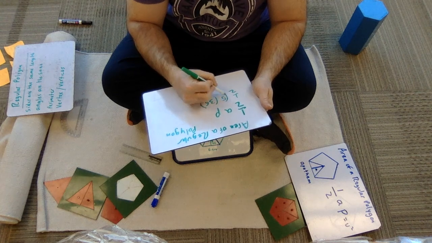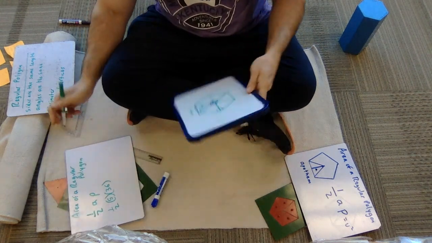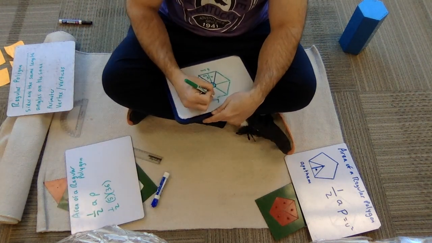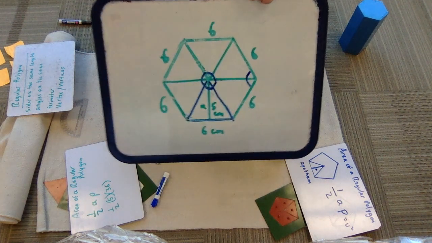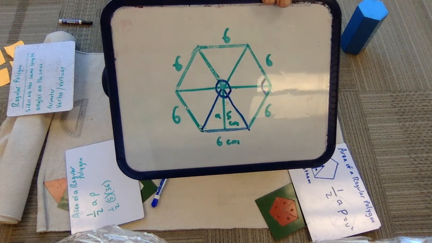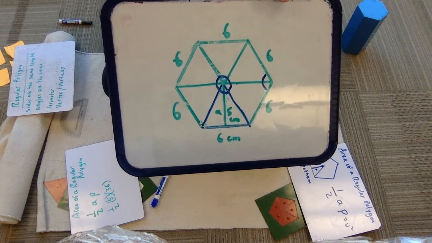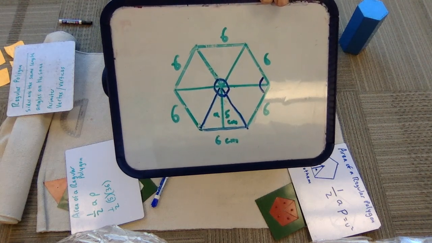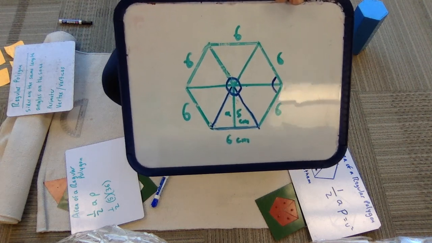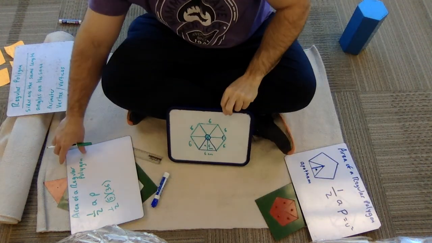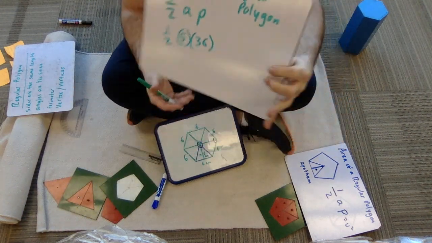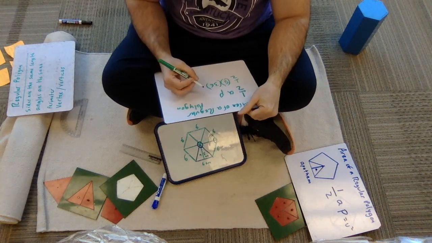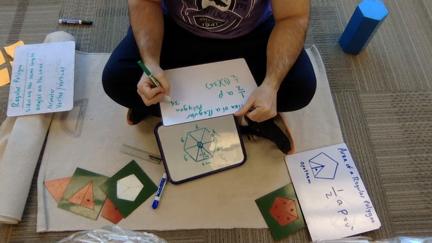I want you guys to see how I did that. 1, 2, 3, 4, 5, 6. So that's 6, 12, 18, 24, 30, 36. And the apothem, you see it there, is 5. So I've got my perimeter as 36 and my apothem as 5. Well, let's go for it. What's 36 times 5?